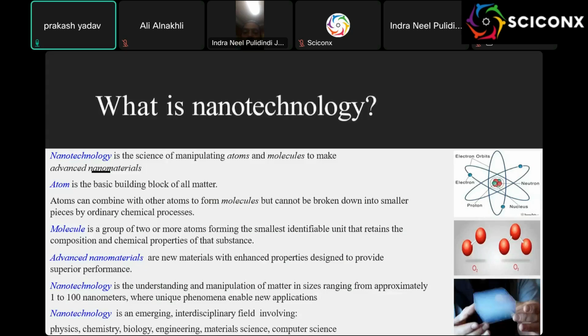Firstly, we understand what is the meaning of nanotechnology. Nanotechnology is just a science of manipulating atoms and molecules to build any particular materials. If you arrange atoms in a particular periodic order, then you get a beautiful lattice structure. This is the beauty of nanotechnology. What is the building block of any material? As you know, atoms are the building block of any material.